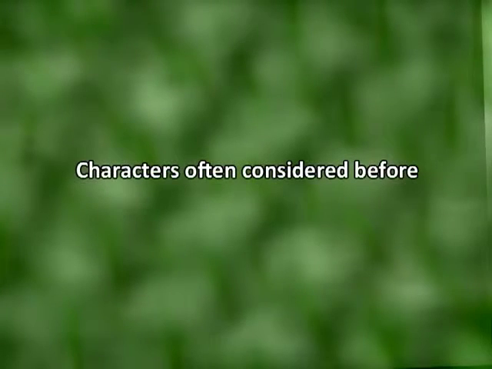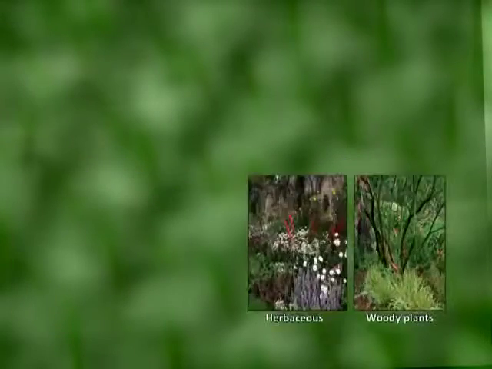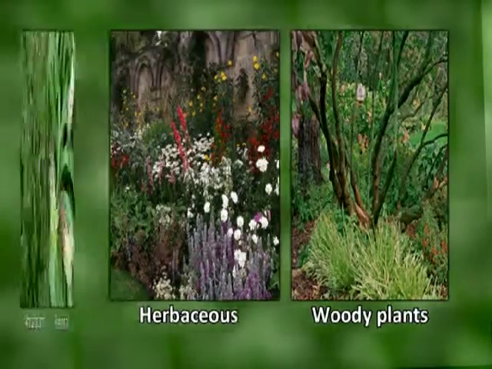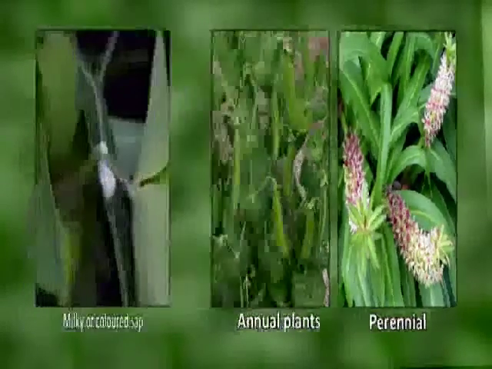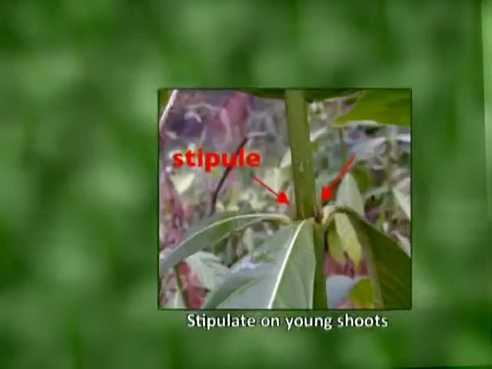Now, the characters that are often considered before plant identification. Number 1. Whether a plant is herbaceous or woody, and annual or perennial in nature. Number 2. Whether or not milky or colored sap is present in the leaf, stem, or other plant parts. Number 3. The leaf type, phyllotaxy and venation. Number 4.